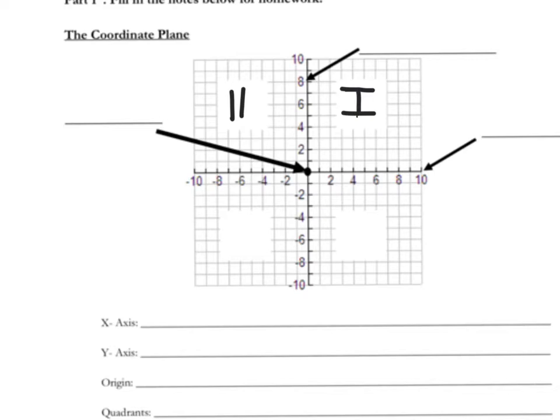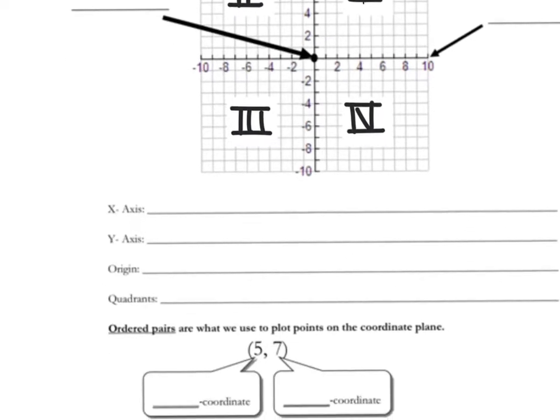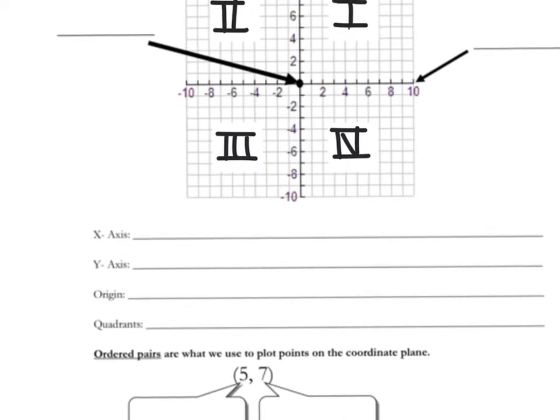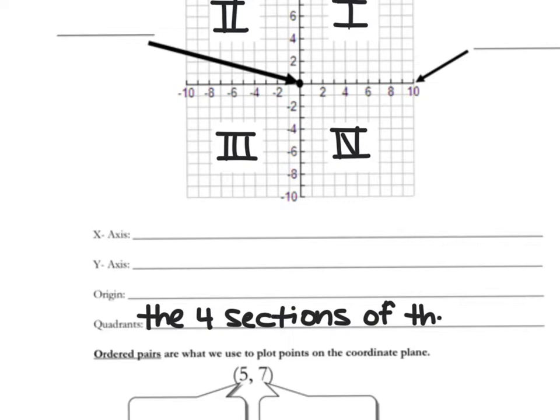Okay, top left is quadrant 2, and we got quadrant 3, down bottom left, and quadrant 4, bottom right. So there's four sections to the graph. We call those quadrants. So we can skip here to quadrants. We can say the quadrants are the four sections of the coordinate plane.